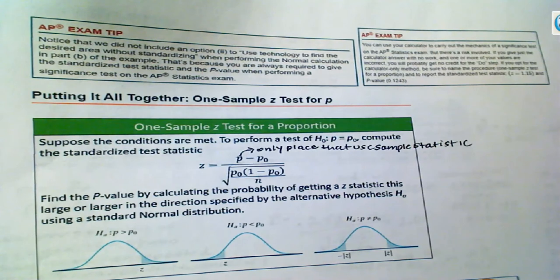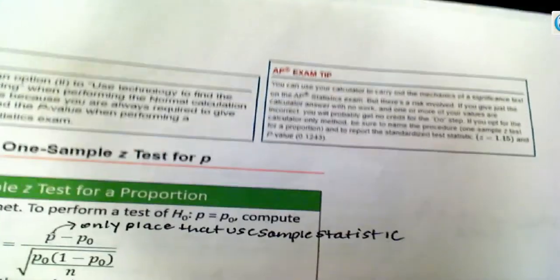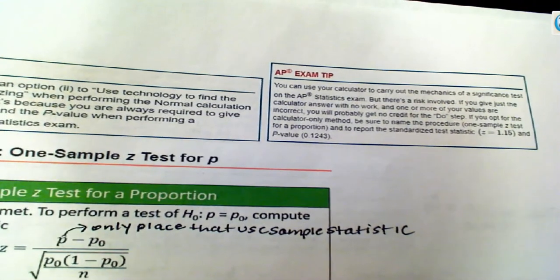Okay, notice that we did not include an option B to use technology to find the desired area without standardizing when performing the normal calculation in part B of this example. That's because you always are required to give the Z, or the standardized test statistic, and the p-value when performing a significance test on the AP exam. So you've got to find your Z. You're going to do normal CDF. You're going to use 0 and 1 as your mean and standard deviation, and that's going to give you your p-value.